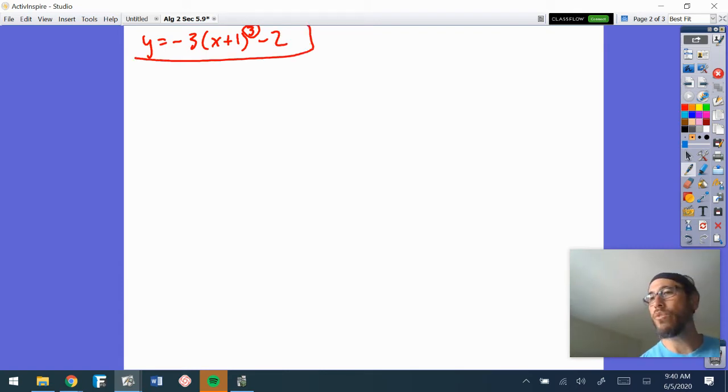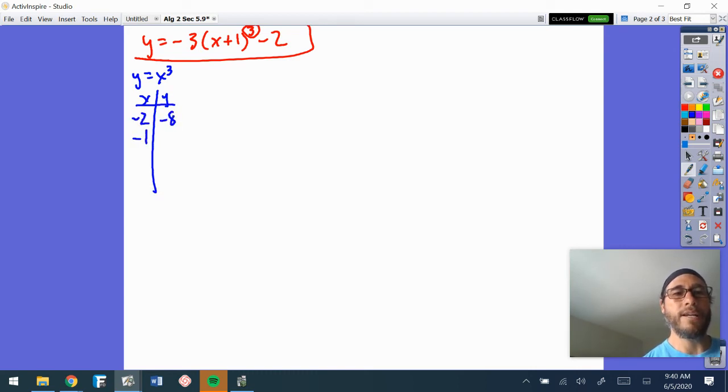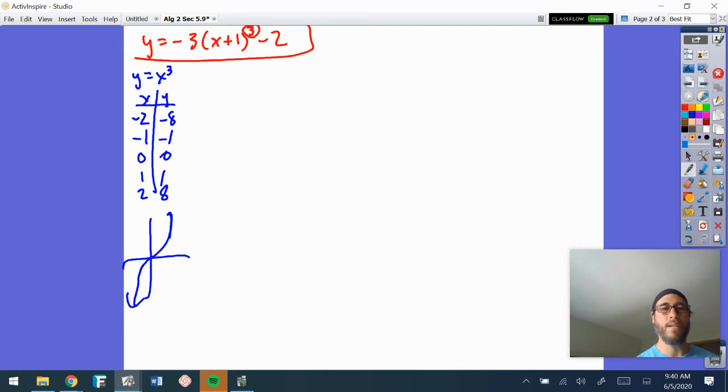Well, we have to use the parent function, y equals x to the third. So you better remember what this guy looks like. I'm going to use the points (-2, -8), (-1, -1), (0, 0), (1, 1), and (2, 8). And then remember, what does it look like? It looks like that right there. Important to make sure you pay attention to.